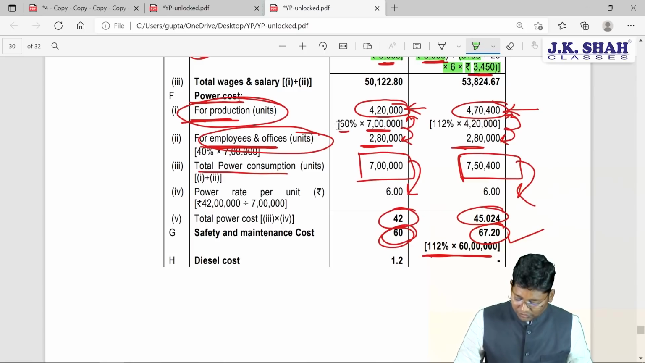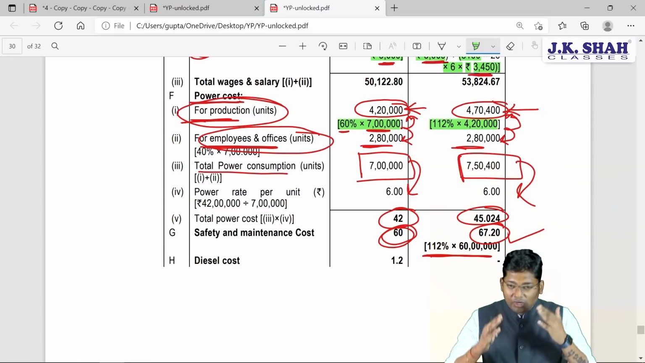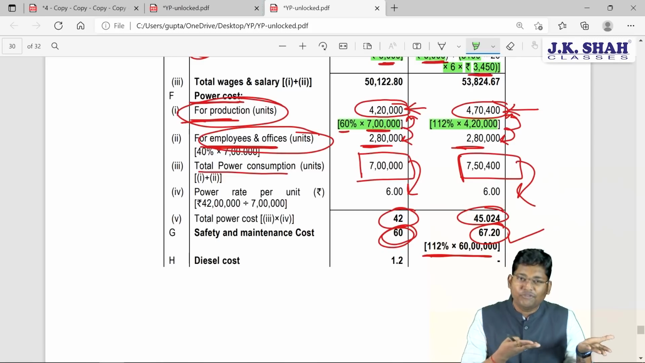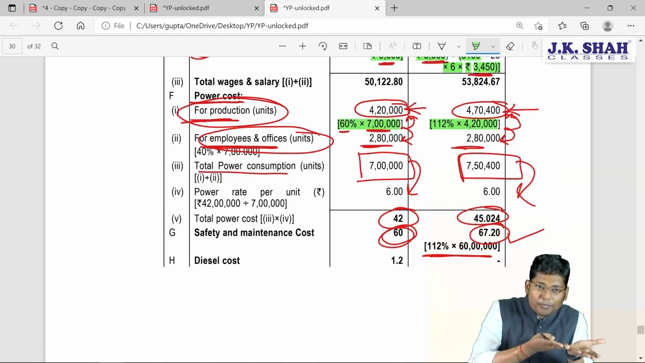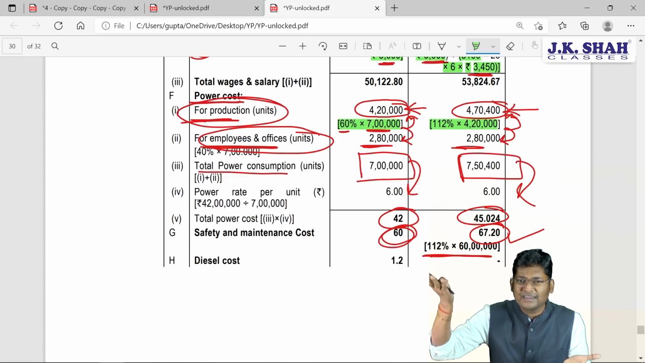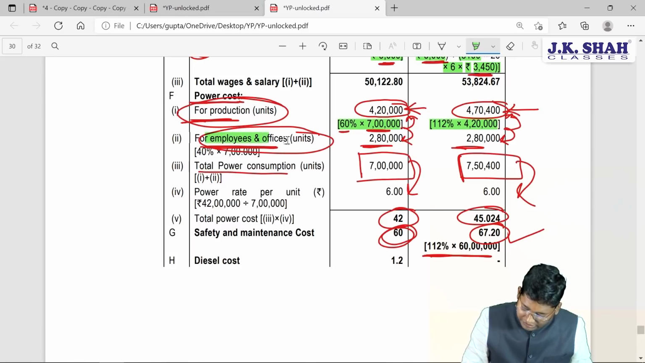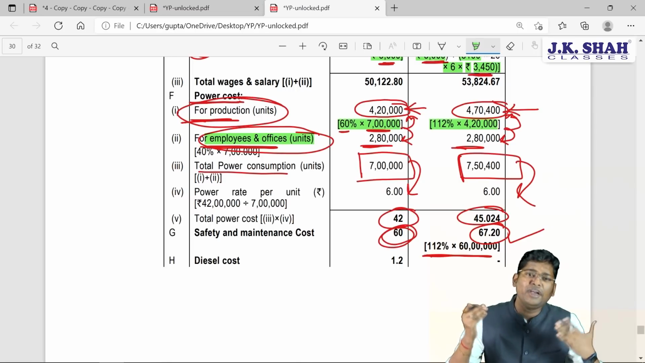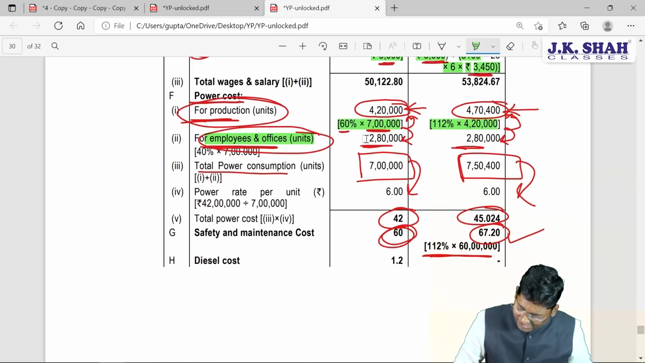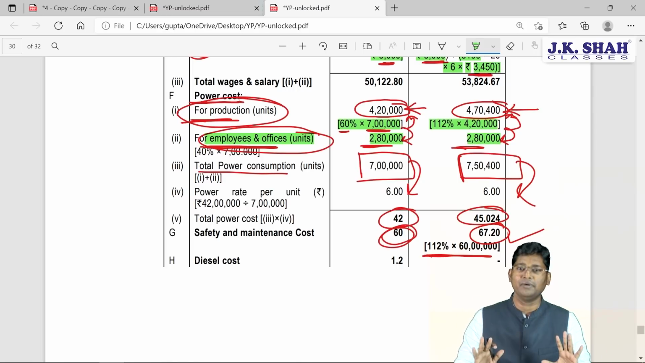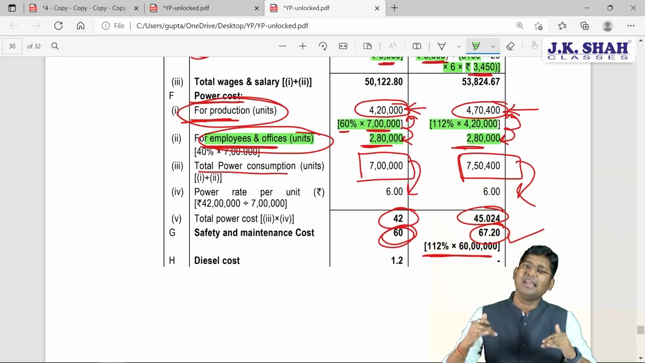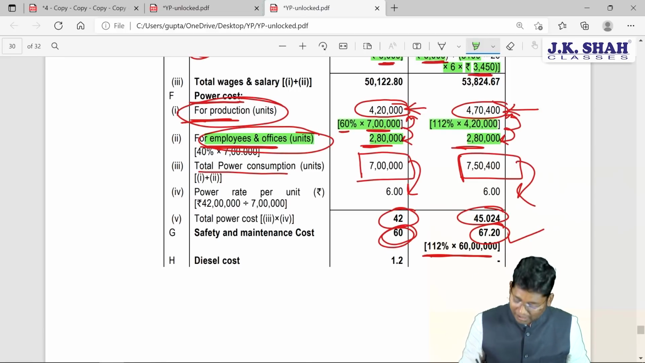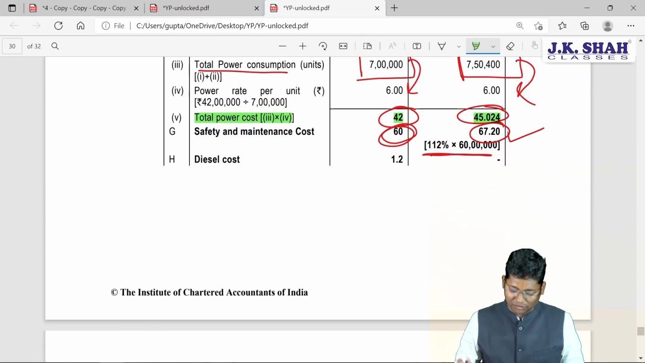Now some students are stuck over here. Production units. If you are consuming power and if you are producing only 4,20,000 units, whenever your production gets increased, power units will get increased. Your employee and office cost generally remains constant. According to production, your employee and office cost is not going to change. That's why I have taken these elements as same, and then I have taken the total. Then I multiplied them with 6 to get the total power cost, and total power cost is computed. Done. Safety and maintenance cost directly given.